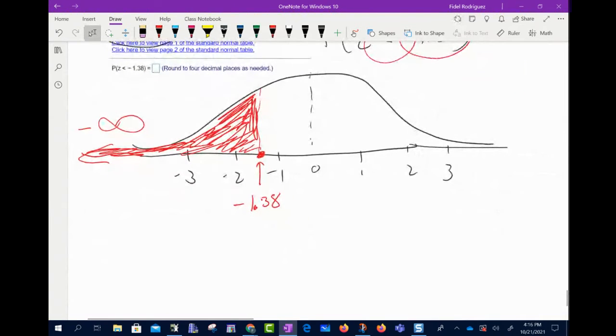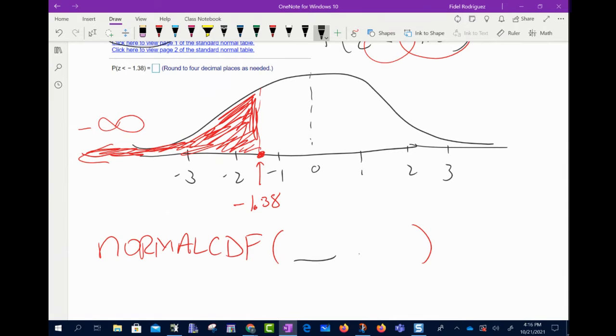Since we're approaching that idea, when we use the normal CDF on our calculator, we always have two numbers. There's a first number and a second number. This is what we call our lower limit, and this one here is what we call our upper limit. So my lower limit is going to be all the way over here to the left.